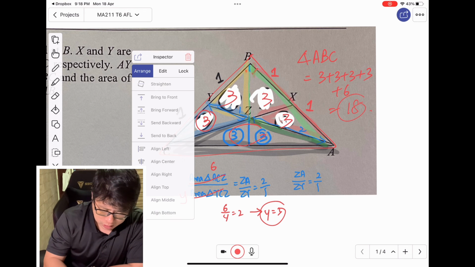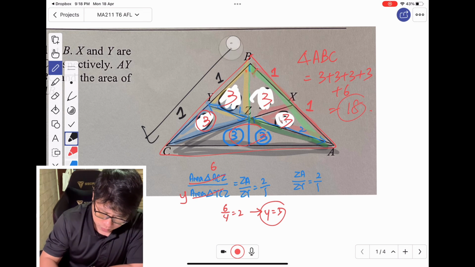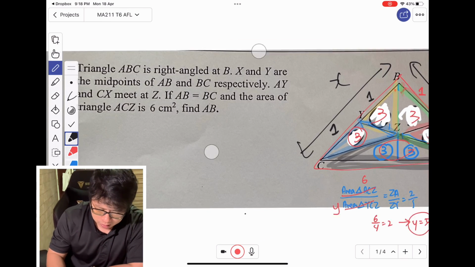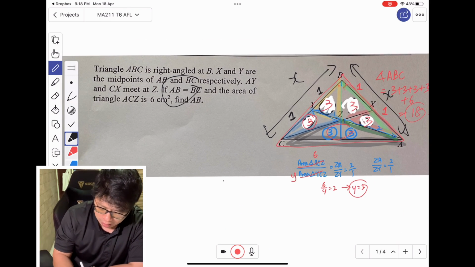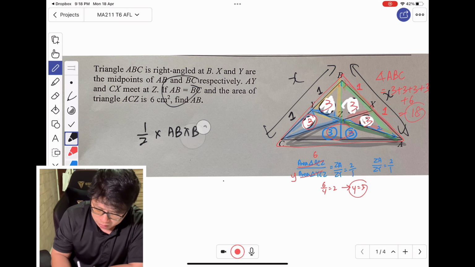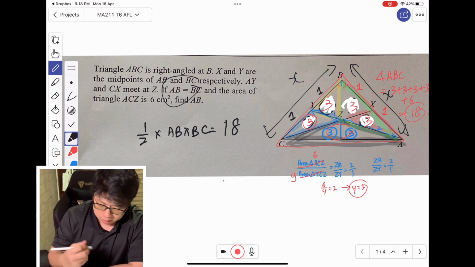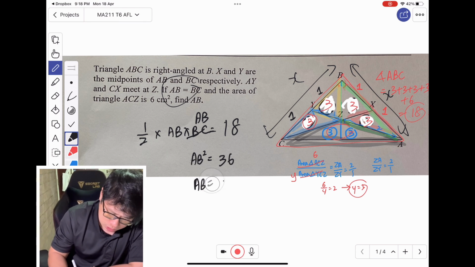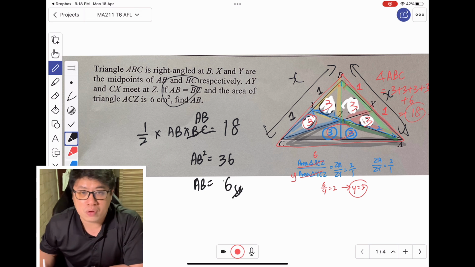Now the total area is 18. Remember we are finding AB. AB and BC are equal, so half of AB times BC gives us 18. Because AB is the same as BC, AB squared is equal to 36, and AB is just 6. Okay, and with that we are done.